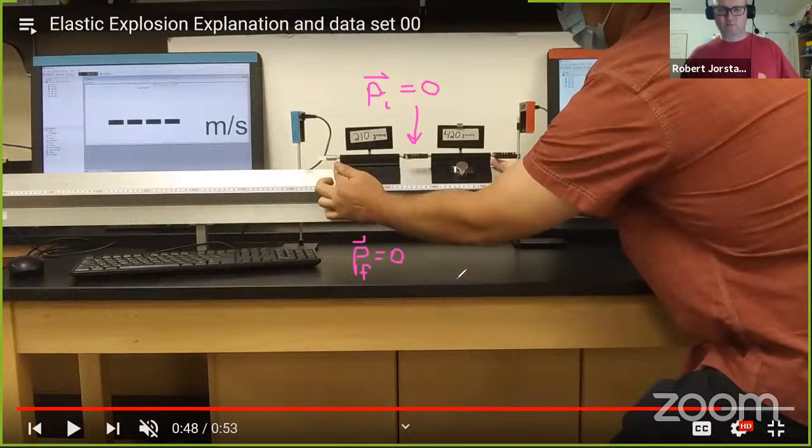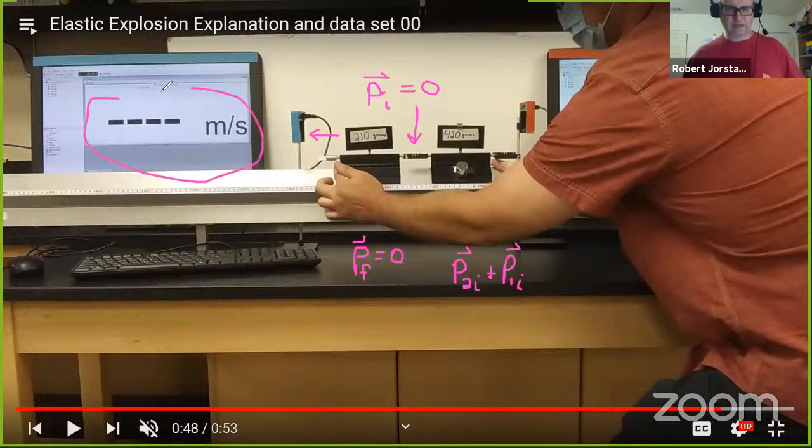But the final momentum will be P2 initial plus P1 initial, the two carts. And so one of them is going to have to be positive and one of them is going to have to be negative. This one will have a negative velocity. This only records speed. This one will have a positive velocity, and that screen is going to record the speed. We expect if the masses come in a ratio of 2 to 1, the speeds should come in the ratio of 1 to 2. Now let's run it and see.